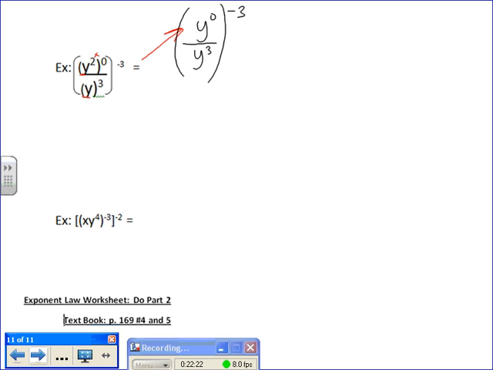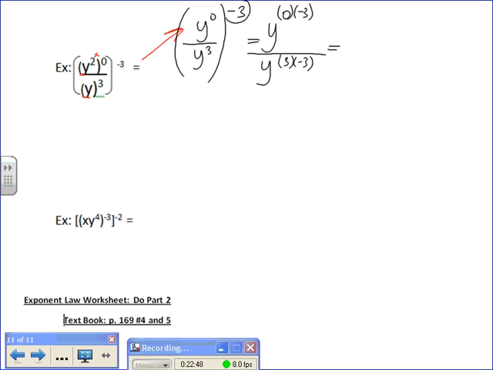And so at that point, I could say to myself, well, I am now going to raise everything inside the brackets to the exponent negative 3. So I'm going to get on the top here, that's 0 times negative 3. And on the bottom, I have y 3 times negative 3. Okay, this is one way of solving this.